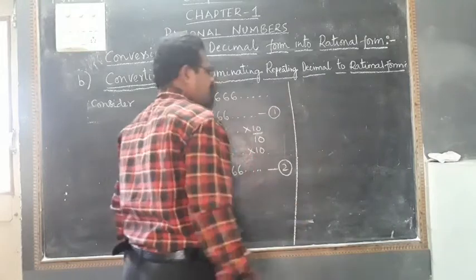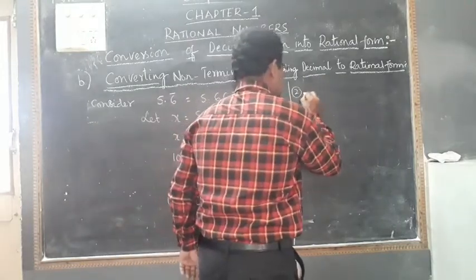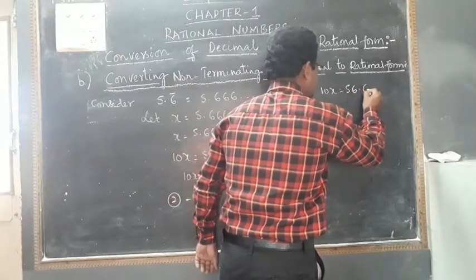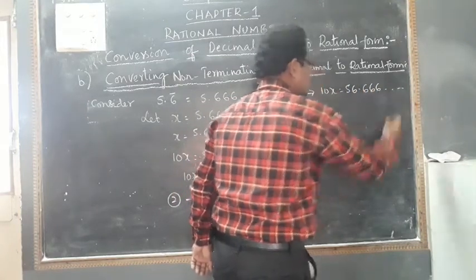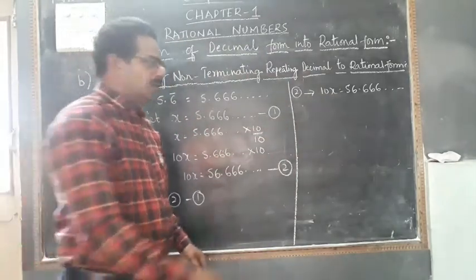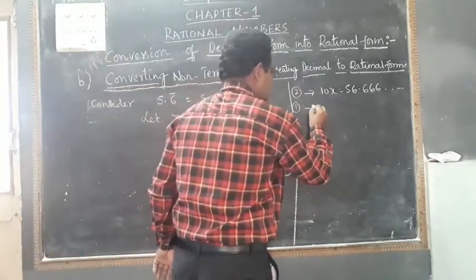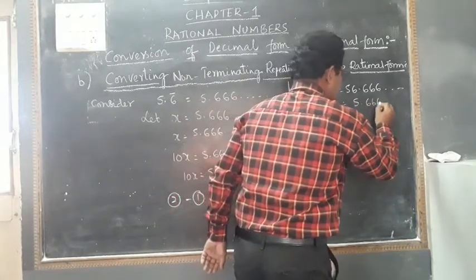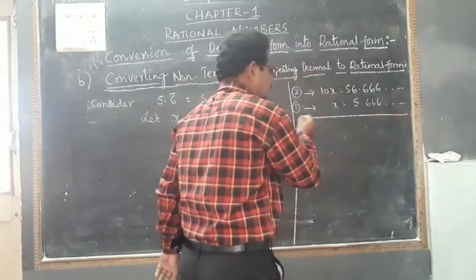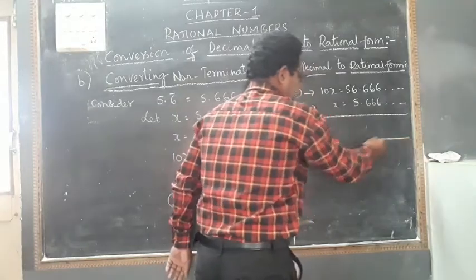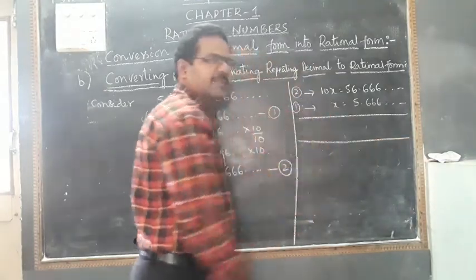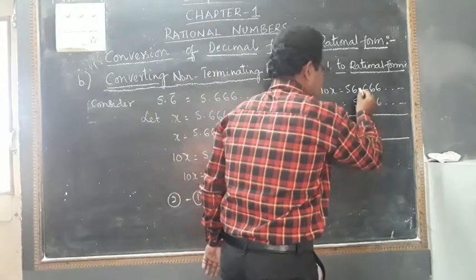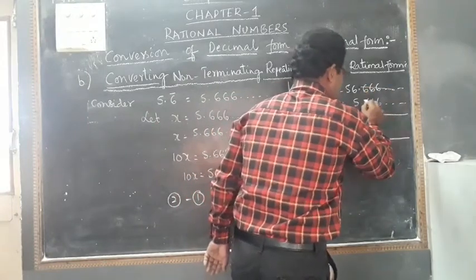Here we will do. Second equation: 10x is equal to 56.666 up to so on. These are also unlimited. And first equation: x is equal to 5.666 up to so on. If you subtract these two, what we will get? Left hand side, 10x minus x is equal to 9x. Here, after the decimal, all the 6s will be cancelled.